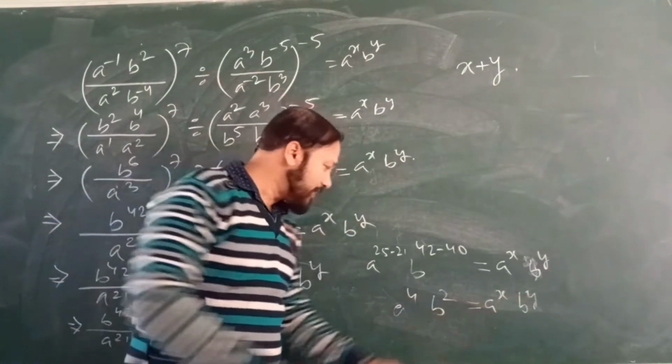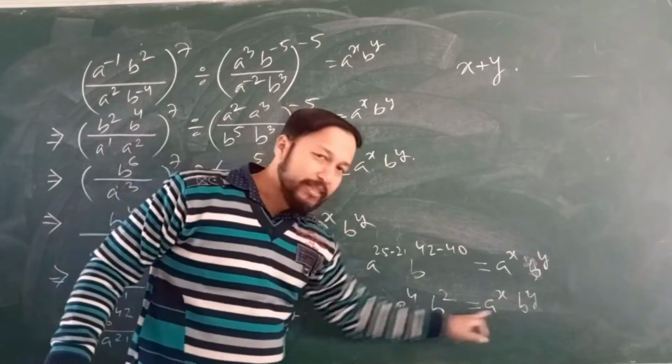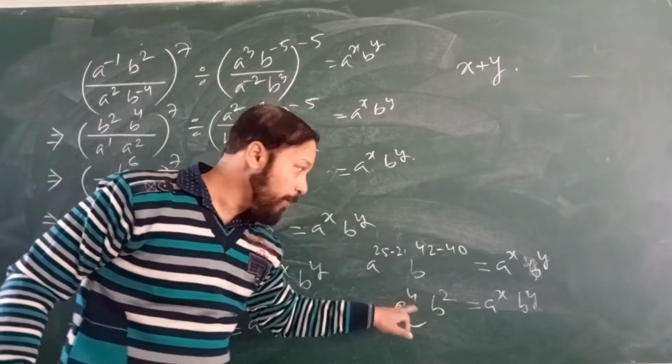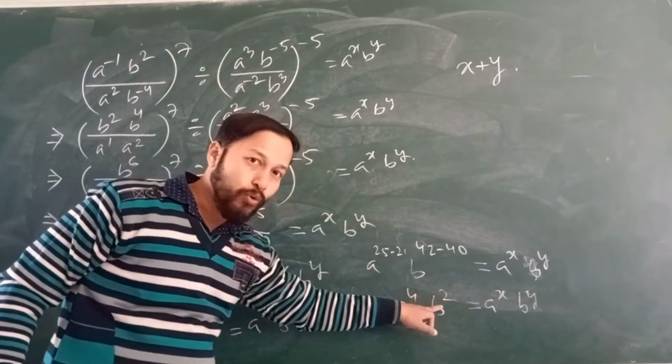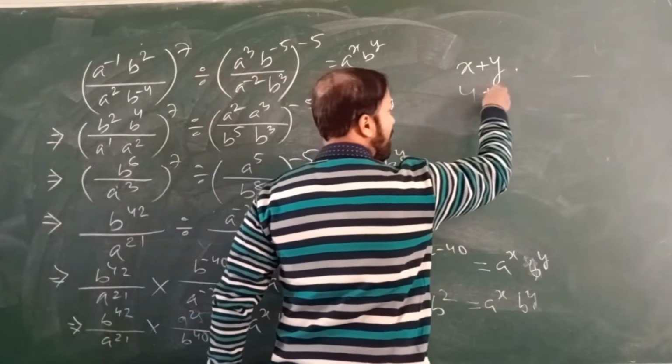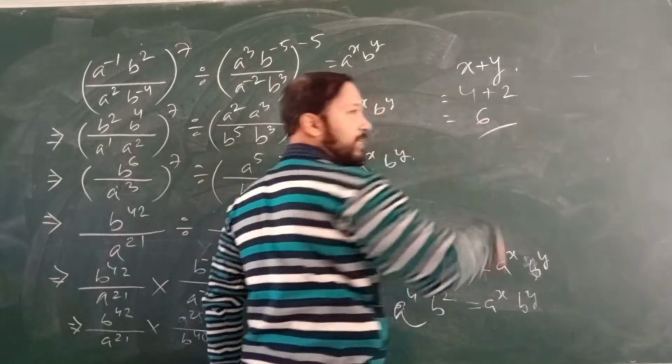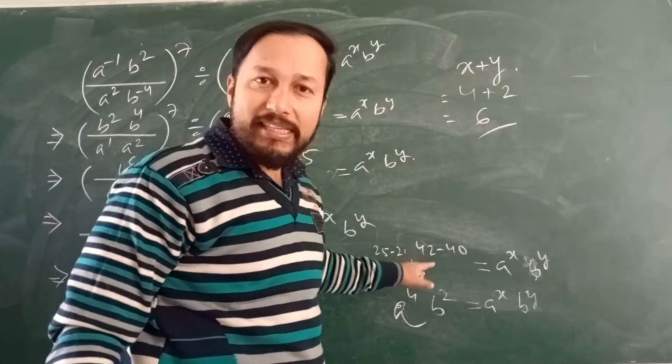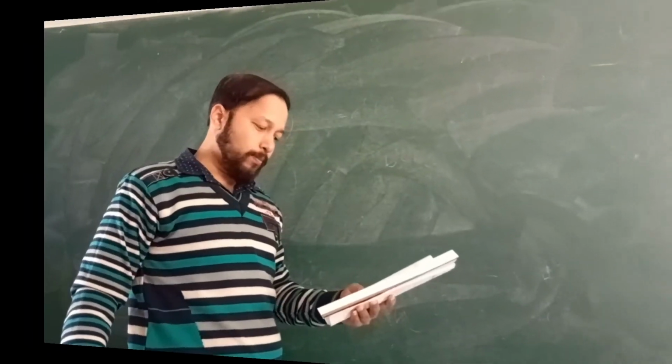So now if you compare this, x is 4, y is 2. Let us put it here. x is 4, y is 2. 6 is the answer. Understood? 6 is the answer. Okay.